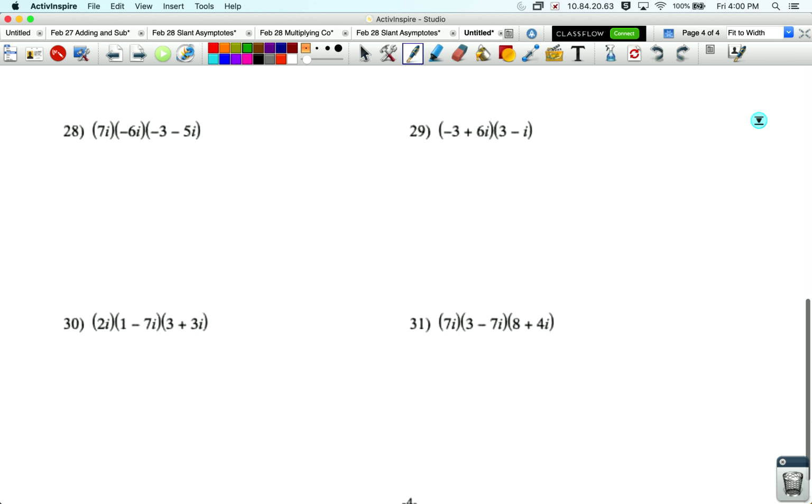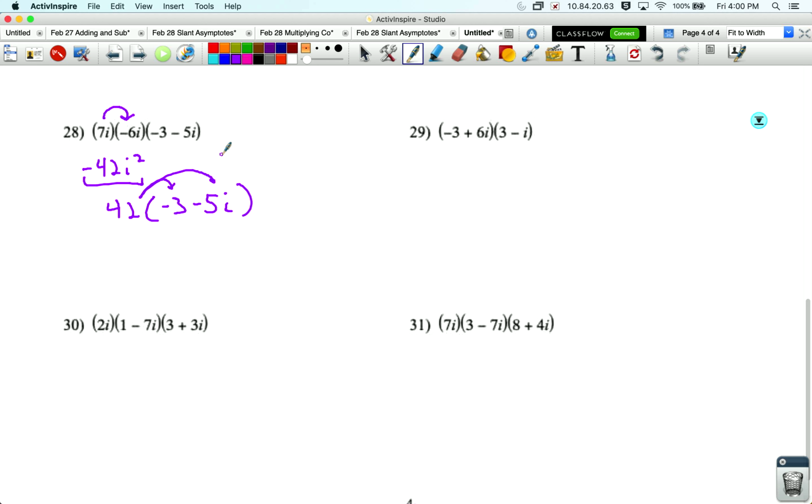All right, and then let's look at one like 28. So this isn't just a FOIL problem, it's just sort of more generalized distribution. I'm going to start by just multiplying these two. So 7i times -6i becomes a -42i squared, becomes a positive 42. Now that's still multiplying our -3 minus 5i. It's going to get distributed. 3 times 42, 126. So it's a -126. 5 times 42, -210i.